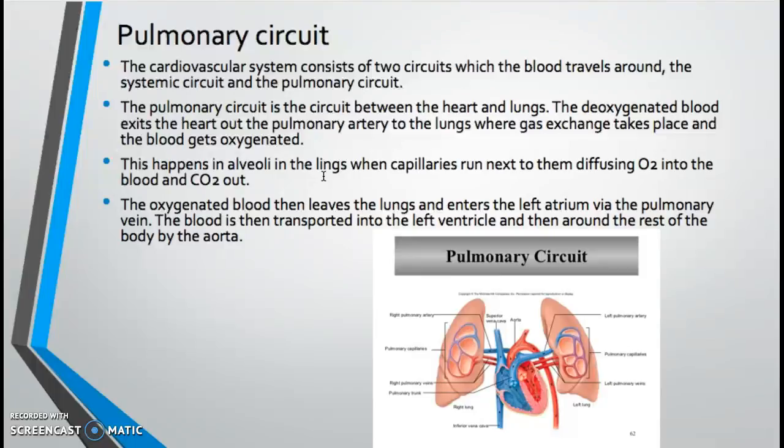This happens in the alveoli of the lungs, where capillaries run next to them, diffusing oxygen into the blood and carbon dioxide out. The oxygenated blood then leaves the lungs, enters the left atrium via the pulmonary vein. The blood is then transported into the left ventricle and then around the rest of the body by the aorta.